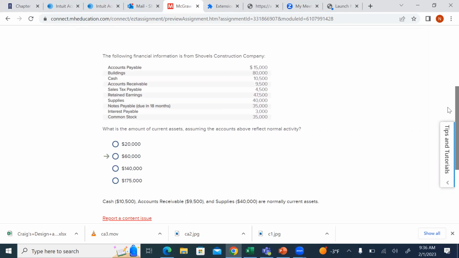Next. The following financial information is from Shovels Construction Company. What is the amount of current assets, assuming the accounts above reflect normal activity? So guys, what are current assets? Cash, accounts receivable, supplies, and any prepaids, right? So if we have cash, accounts receivable, and supplies, won't that be your total? 10,500 plus 40 plus 9,500. Isn't a building an asset? But it asks us current assets. The building is an asset. It's a long-term asset. Do you understand the difference there, guys?